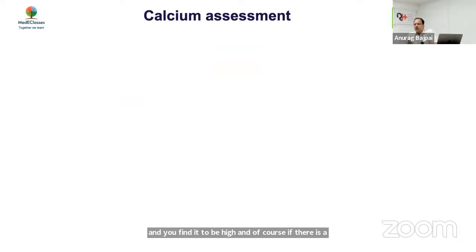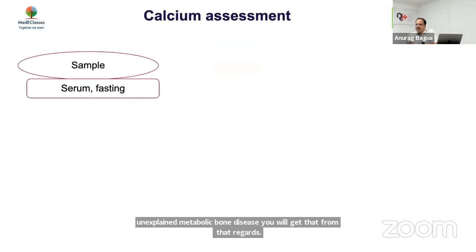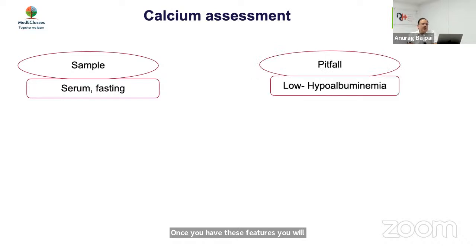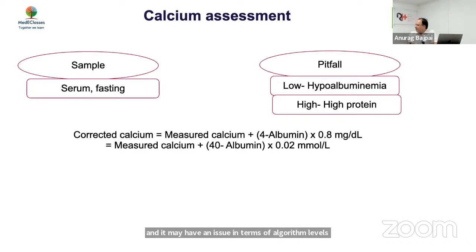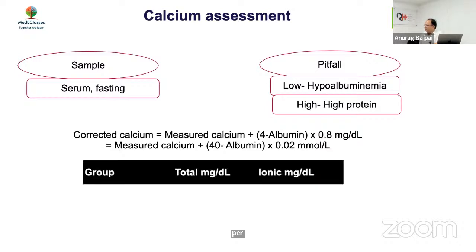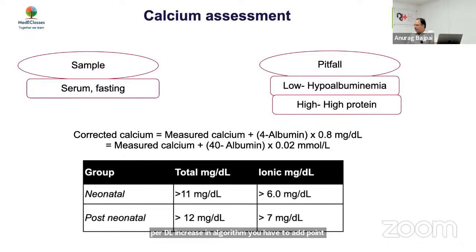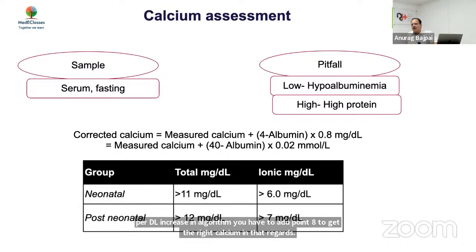Once you have these features, you will assess for calcium, which should ideally be done in a fasting sample. And it may have an issue in terms of albumin levels. If albumin or protein levels are high, you will have pseudohypercalcemia. And you can always correct for albumin, which we have discussed earlier. So for every gram per dL increase in albumin, you have to add 0.8 to get the right calcium in that regard. There are specific criteria and cutoffs for hypercalcemia.